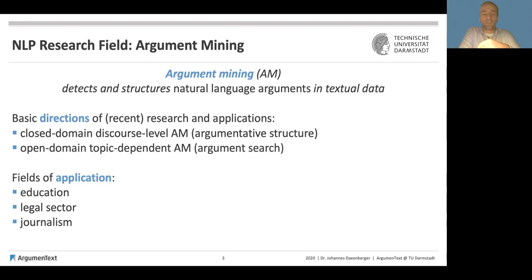Now, closed domain, what do I mean with that? Closed domain basically means that you can apply this paradigm to documents that stem from a single distribution or a single domain, like, for example, essays or news articles. Whereas open domain basically means that you can apply it to any sort or any collection of textual data that can also be heterogeneous. Typical applications of argument mining are in the education sector, but also in the legal sector or in journalism.